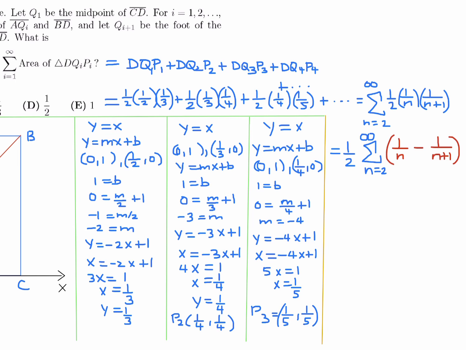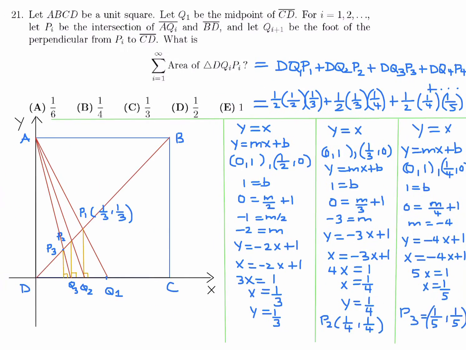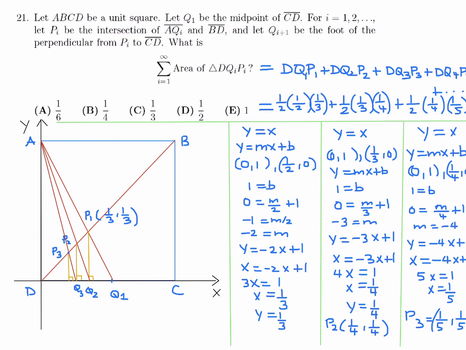You can verify that by doing the common denominator and all that. All right, so this is what is known as a telescoping series. Everything will cancel out. And I encourage you to write out the first 4 or 5 of these and see how everything cancels out. So when you do that, the only thing you're actually left with is the very first term, 1/n, when n = 2. That's it. So you get 1/2 times 1/2, which is 1/4. So it's a great question. With a little bit of patience and careful planning, you can get the answer, and that answer for 21 is B.